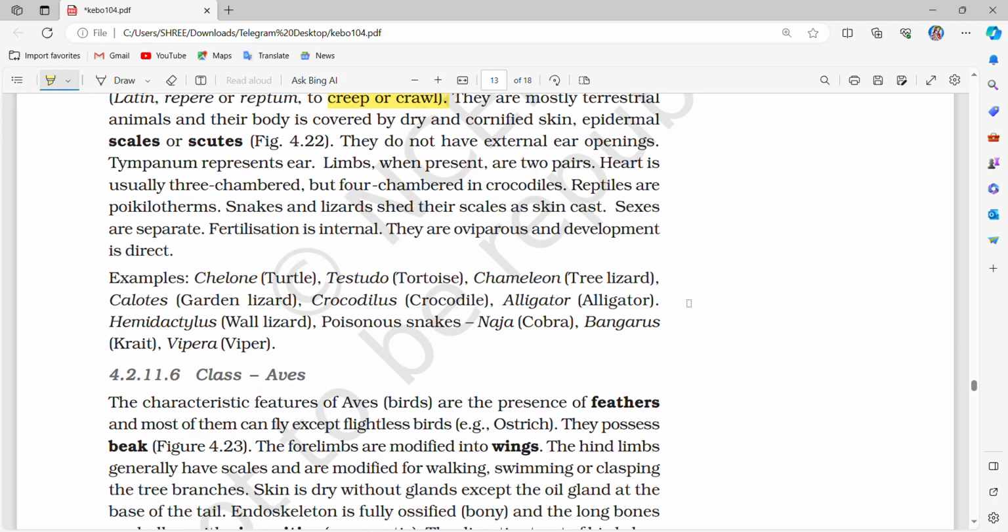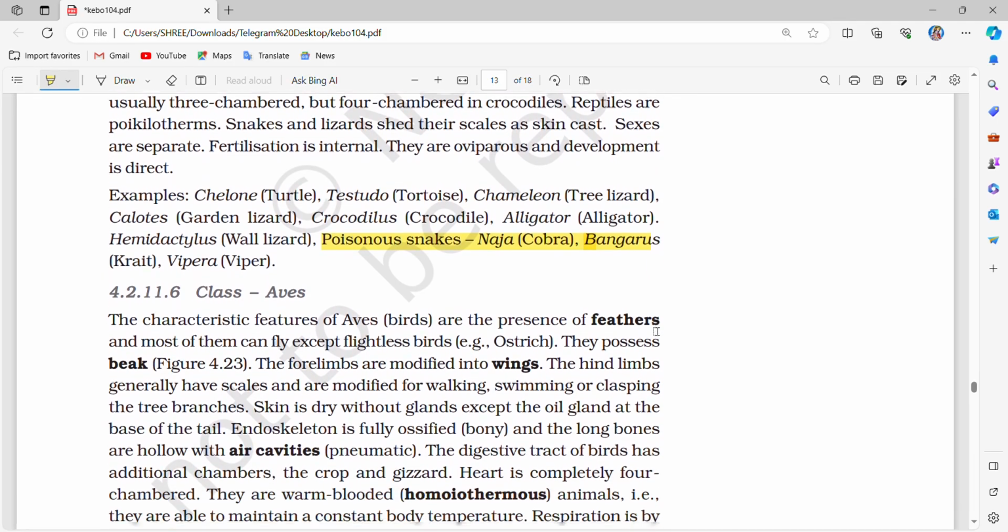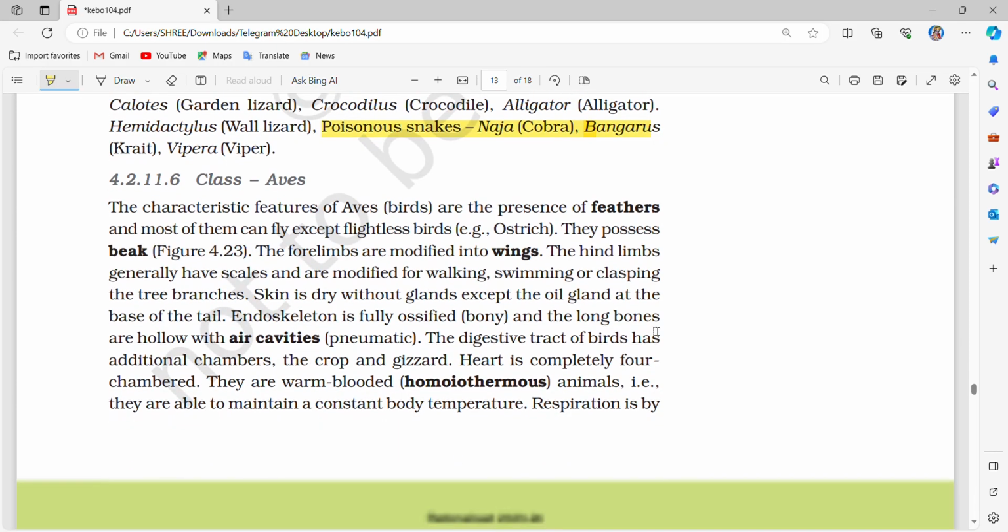Examples: Chelone, turtle; Testudo, tortoise; Chameleon, tree lizard; Calotes, garden lizard; Crocodilus, crocodile; Alligator, alligator; Hemidactylus, wall lizard; poisonous snakes: Naja, cobra; Bungarus, krait; Vipera, viper.